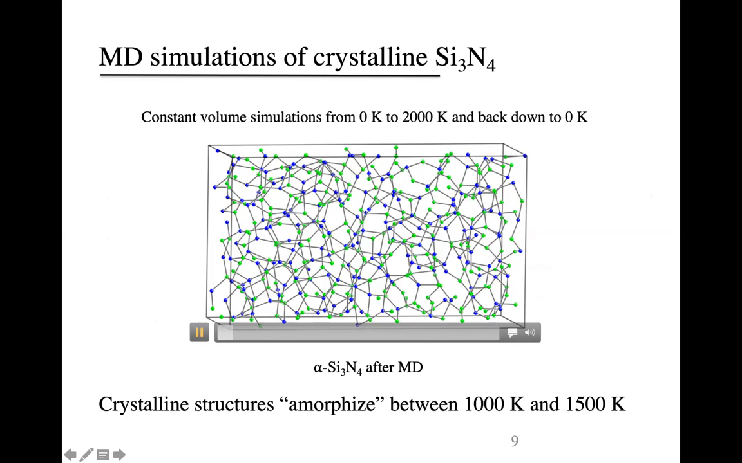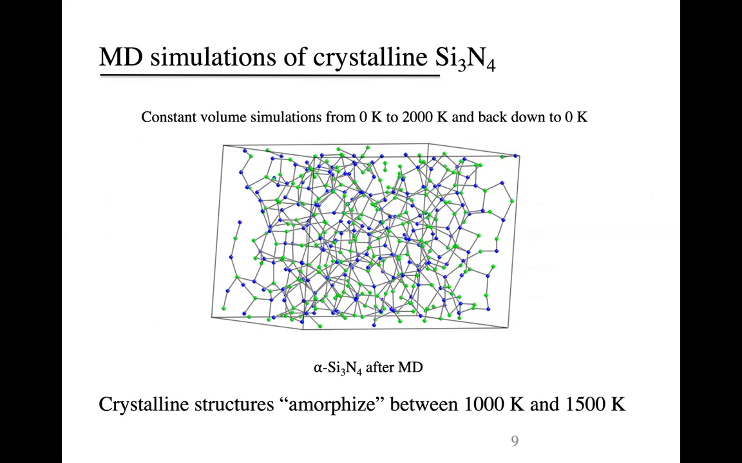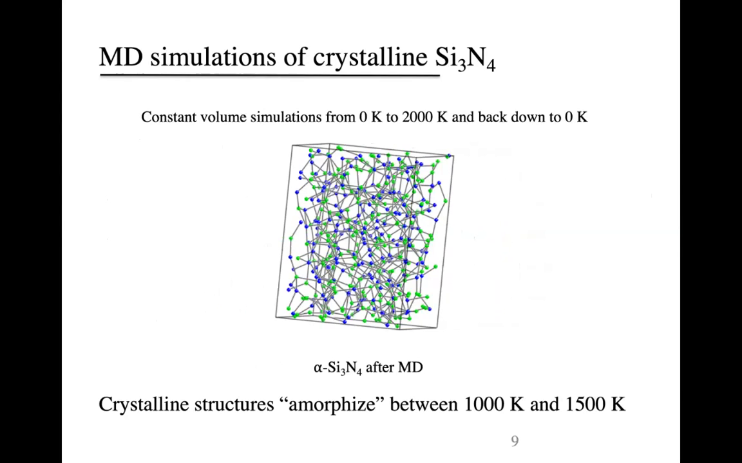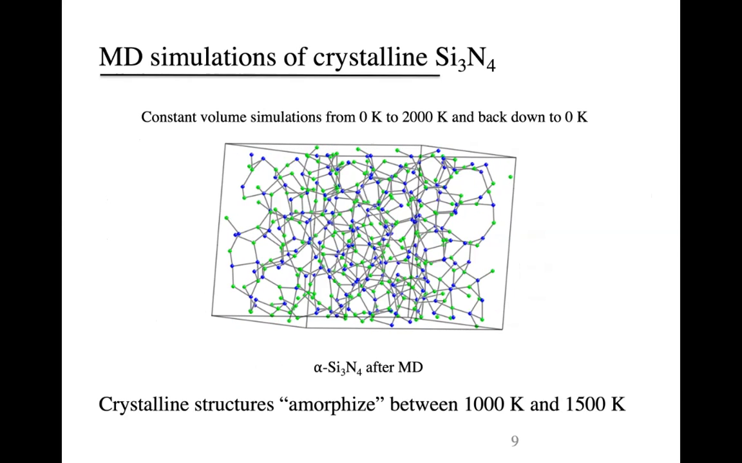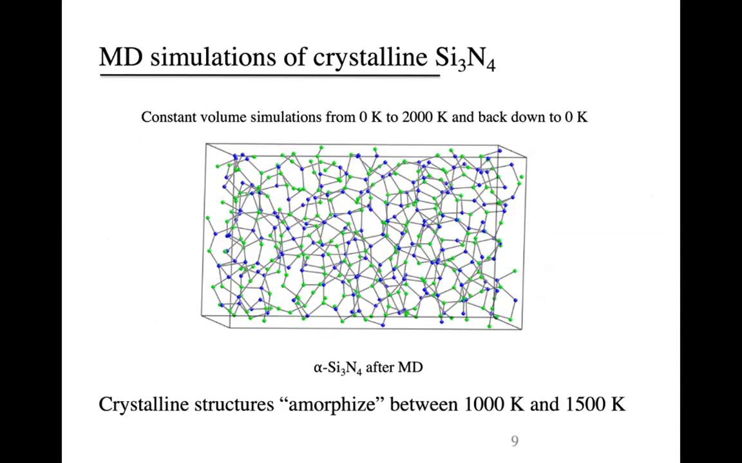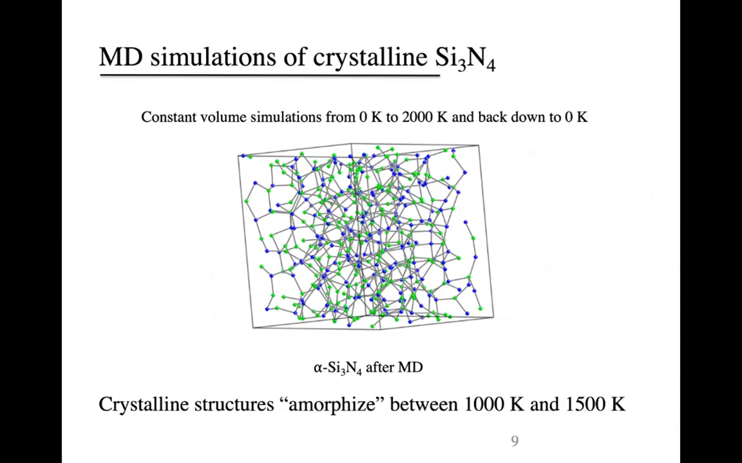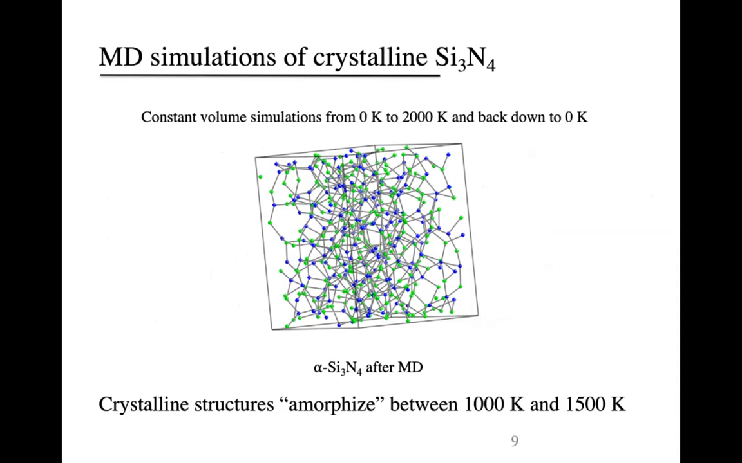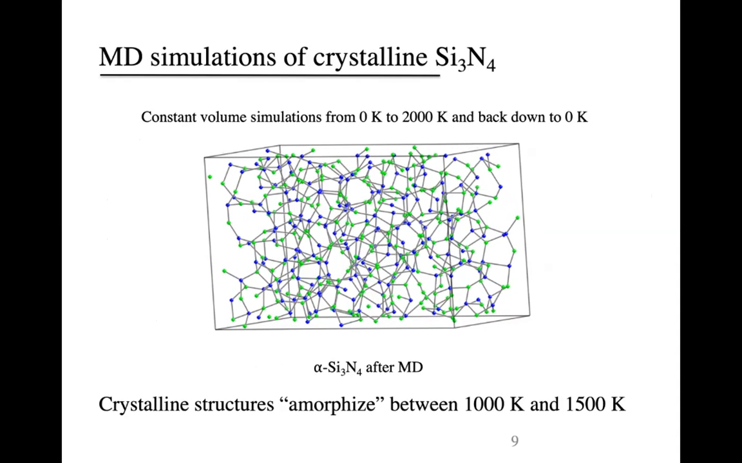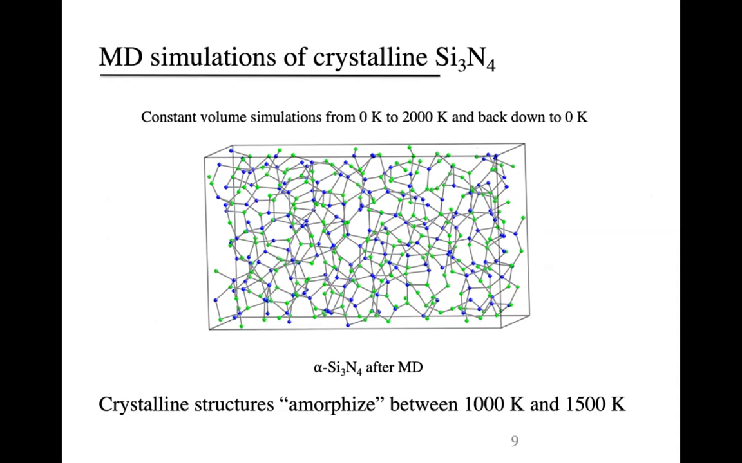You can see one of the structures here. Structures appear to become amorphous in a range of 1000 Kelvin to 1500 Kelvin during the heating process, and they change little for the remainder of simulations. The final structures exhibit mostly 4-coordinated silicon and 3-coordinated nitrogen.